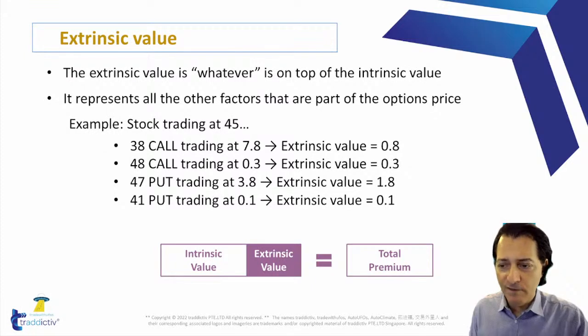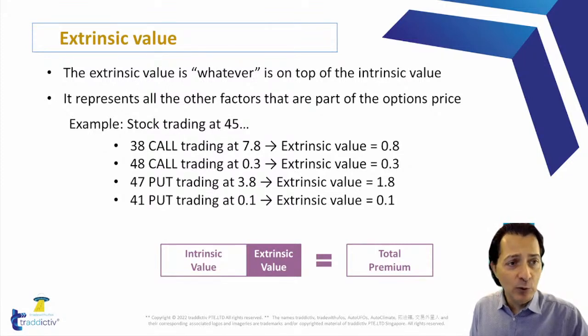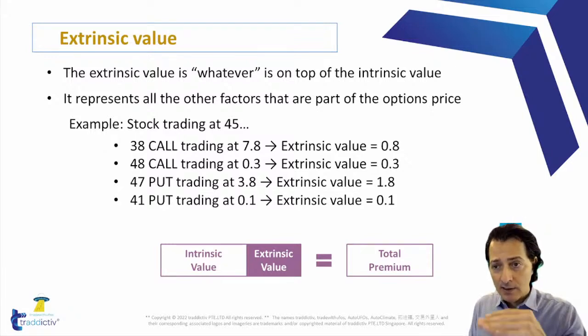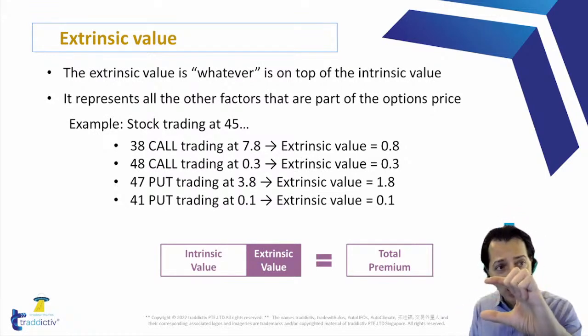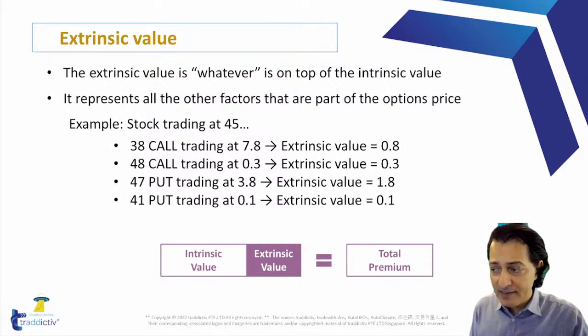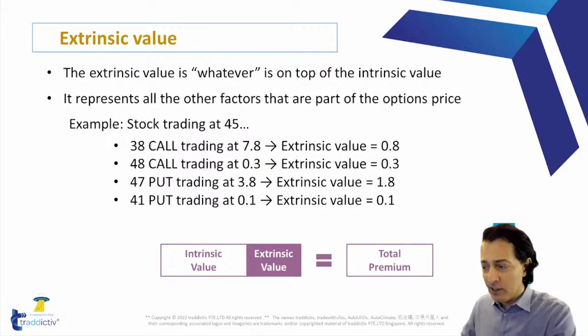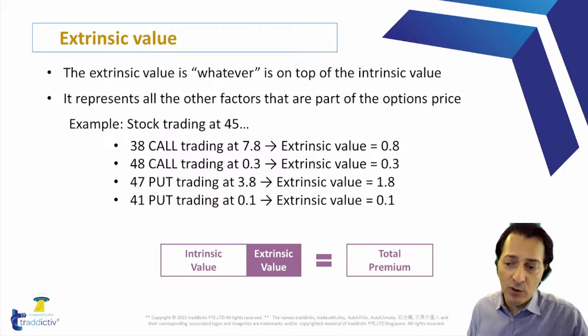If you look at the 47 put, and the 47 put is trading at 3.8, and the current stock is trading at 45, well, the 47 put gives you the right to sell at 47. If the current stock is at 45, that's $2 lower, right? So you have $2 of intrinsic value, right? Well, if the price is 3.8, it means that on top of your $2 of intrinsic value, you got $1.8 of extrinsic value.